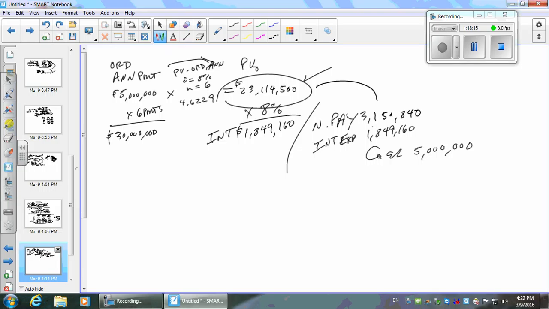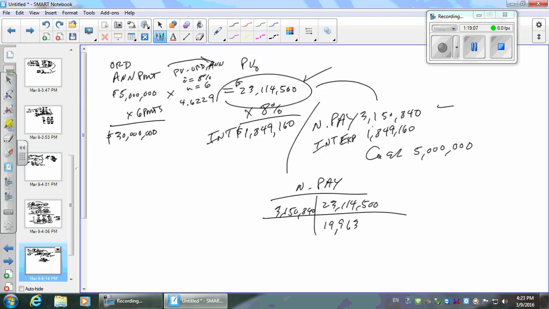So now how much would I owe them? 23,114,500 less 3,150,840, right? How much is that? I owed 23,114,500, and I just paid off 3,150,840. 19,963,660. That's it. Okay? There's a remaining balance.